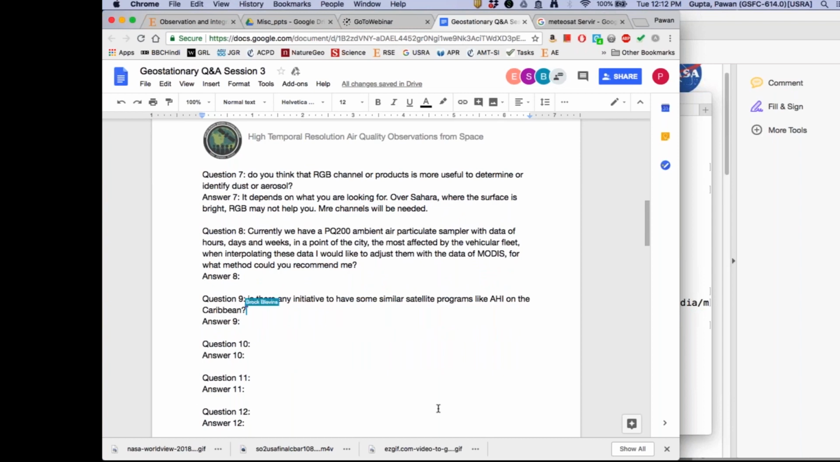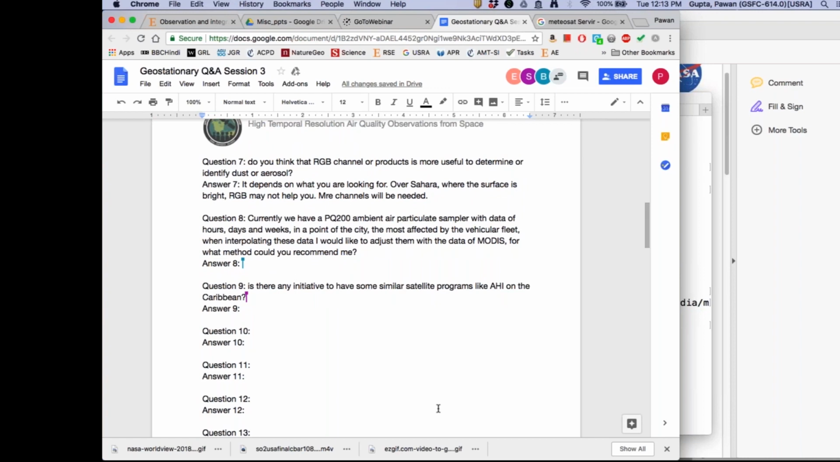Currently, we have a PQ200 ambient particulate matter sampler with data in hours, days, and weeks at points in the city most affected by the vehicular fleet. When interpolating this data, I would like to adjust it with the data from MODIS. What method could you recommend?